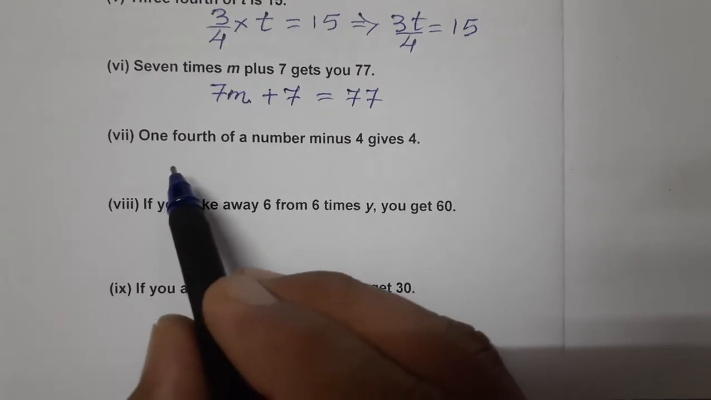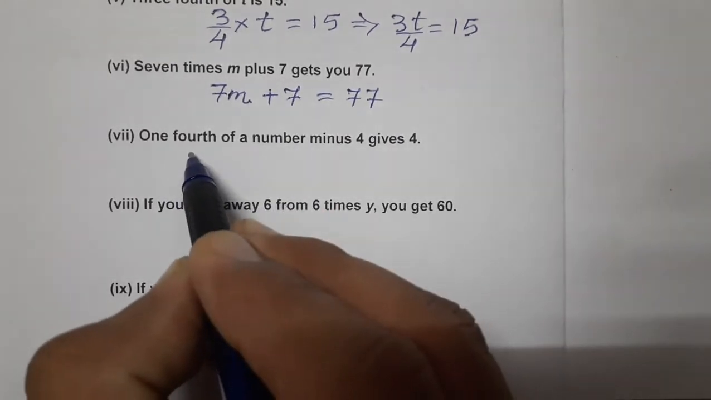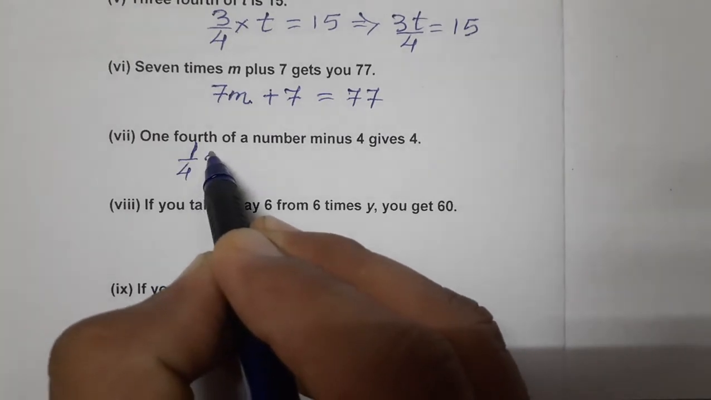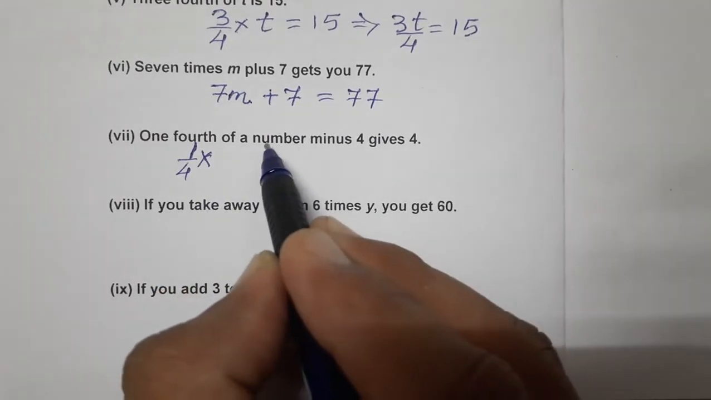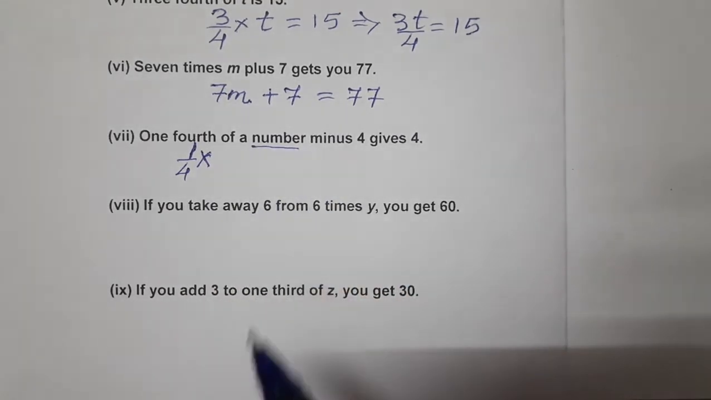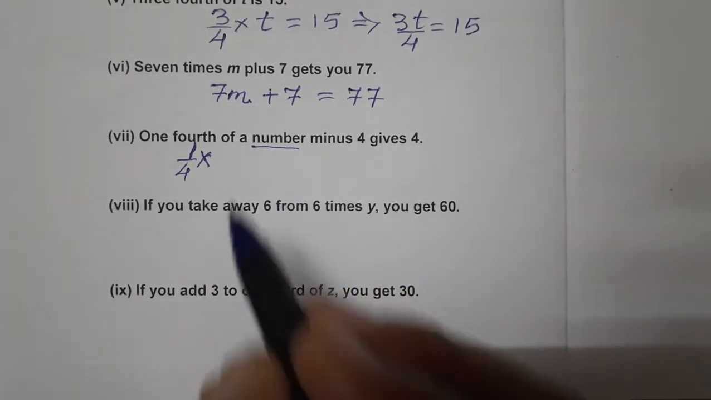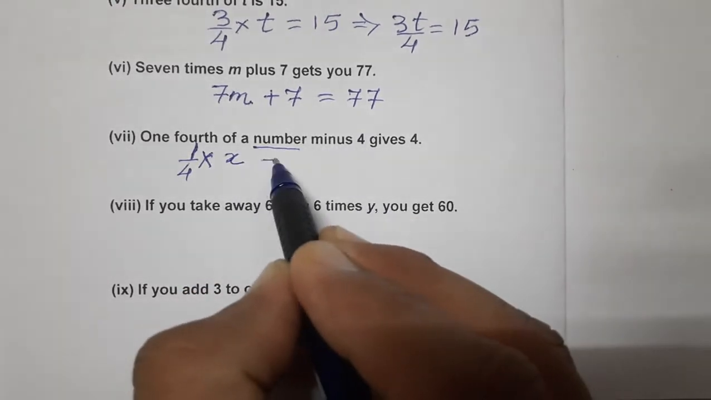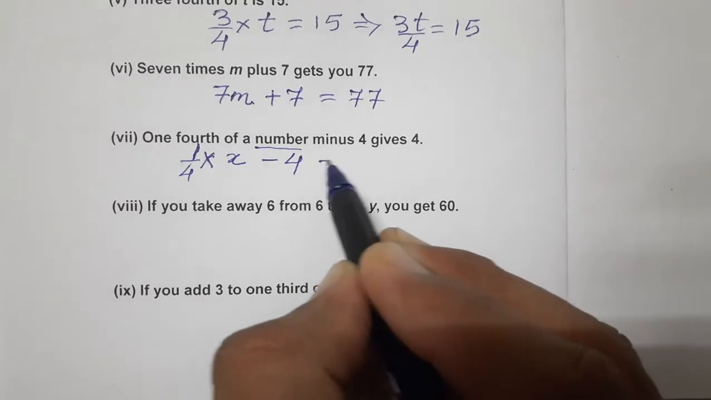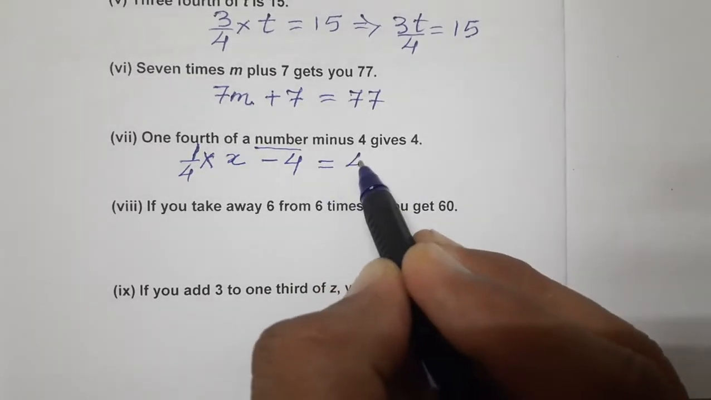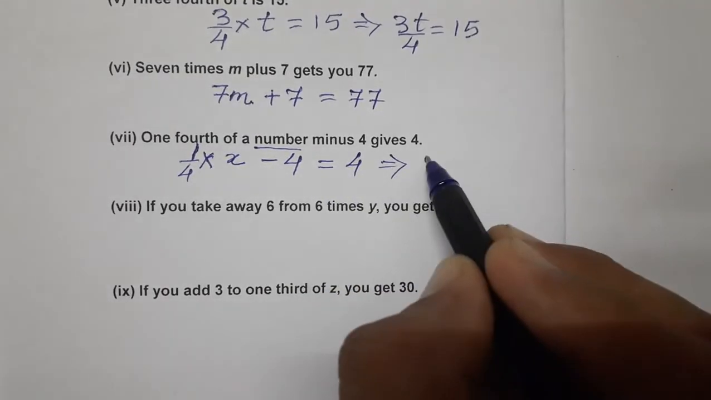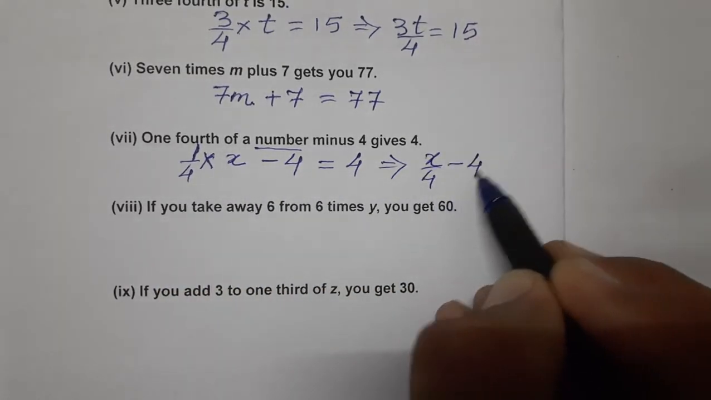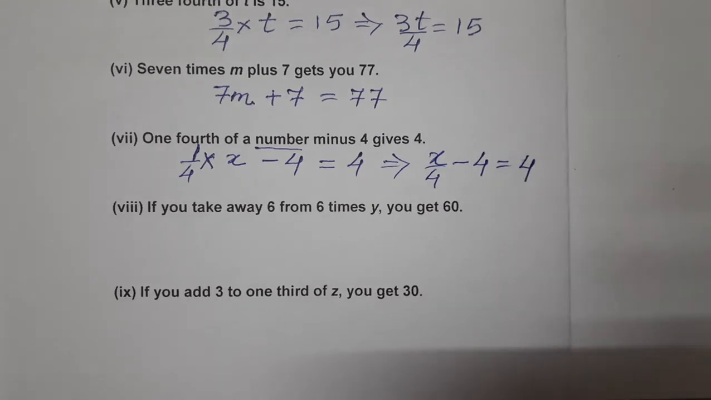Next one, 7th. 1/4 of a number. 1 by 4. Of means into. The number is not given to us. Whenever a number is not given, we can assume any variable. Let's assume x. Minus 4 gives, means equals to, 4. So finally we can write 1 into x by 4 minus 4 equals to 4.